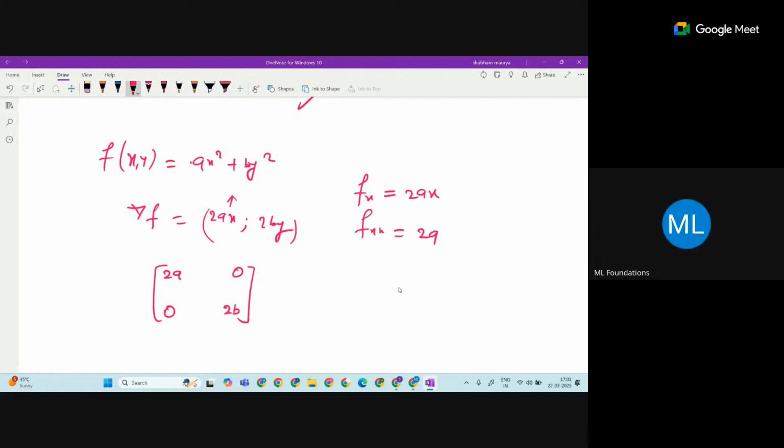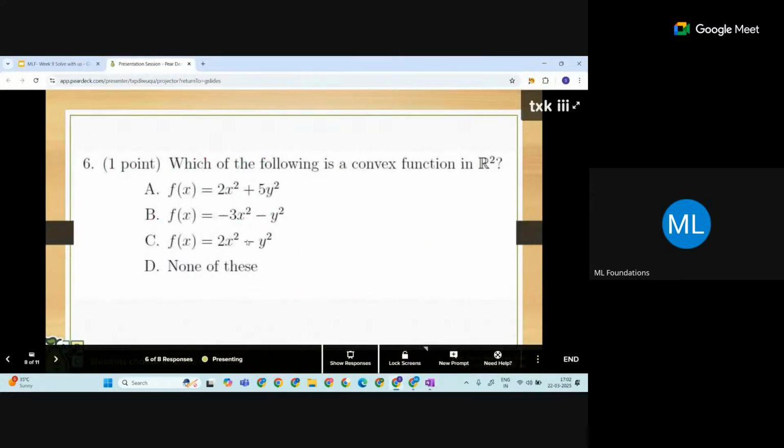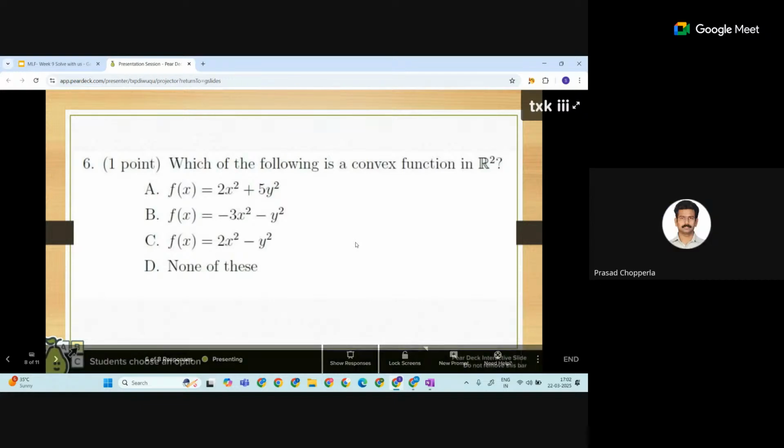So now, this is a diagonal one, so these two are the eigenvalues anyhow. It is going to be positive definite when a is greater than 0 and b is greater than 0. Both should be positive. Then it is going to be positive definite, and then it is going to be a convex function. If any one of them is negative, it is not going to be a convex function. So option C is not going to be there. B is already ruled out with that. So the coefficients should be positive.